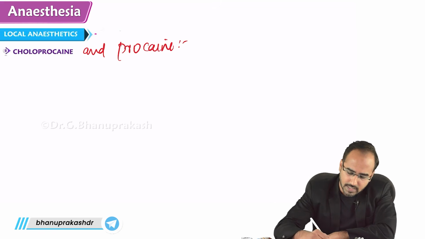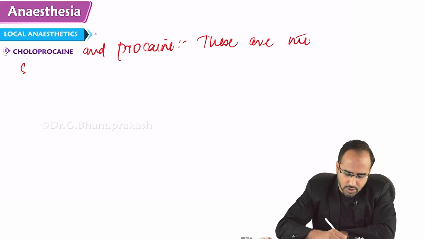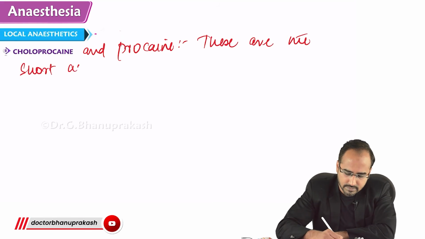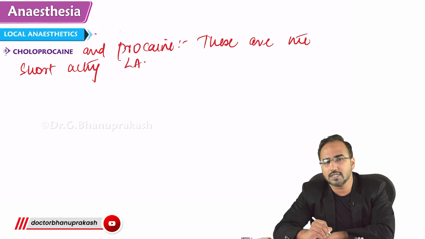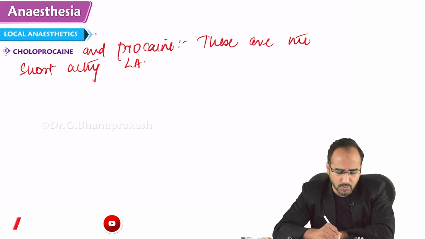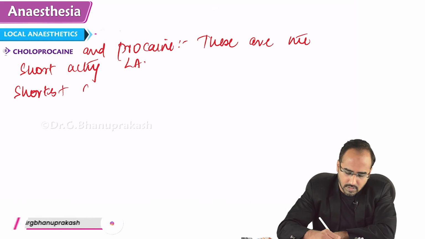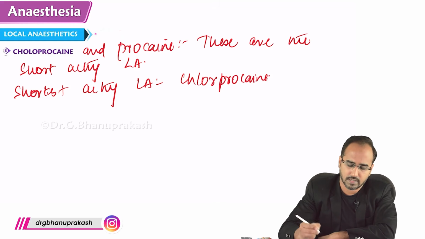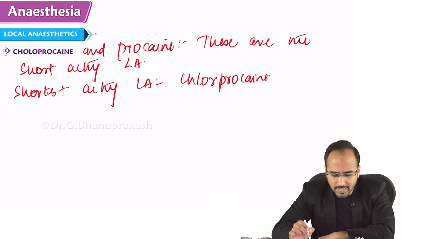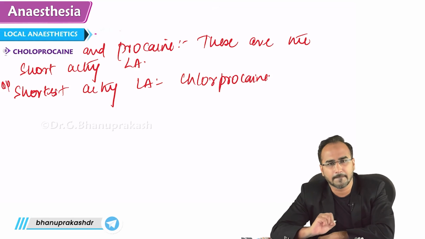Chloroprocaine and procaine are the short-acting local anesthetics. Among these two, the shortest acting local anesthetic is chloroprocaine. So chloroprocaine and procaine are the short-acting local anesthetics, but which is the shortest among these two? The shortest among these two is chloroprocaine.